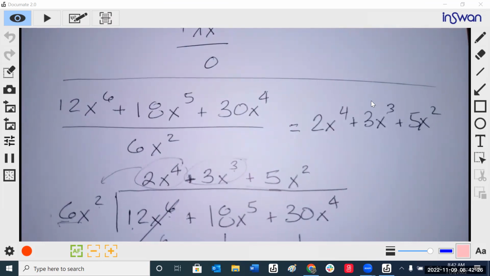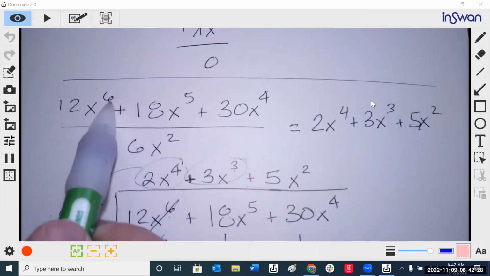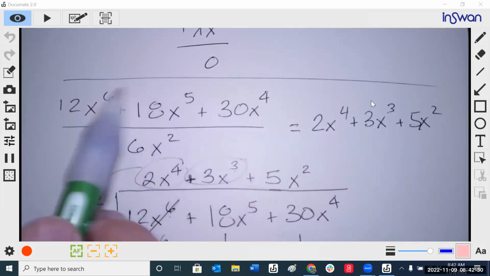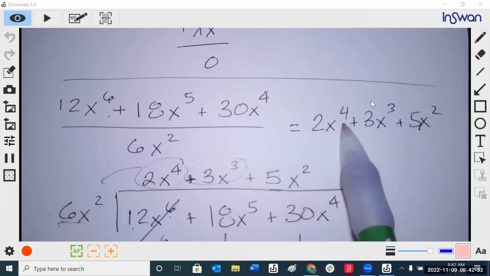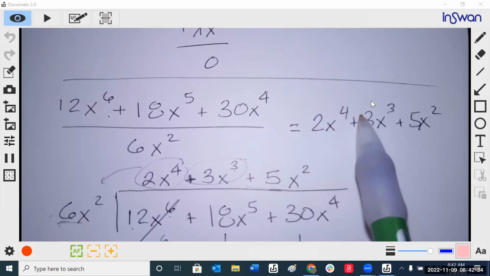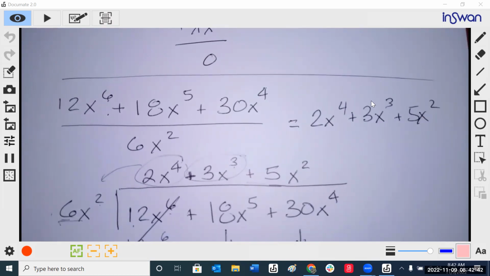Here's a check for your answers. You notice how the original question goes 6, 5, 4. It gets smaller each step. Your answer has to do the same. 4, 3, 2. So whenever you have your solution, make sure your exponents are decreasing in size.